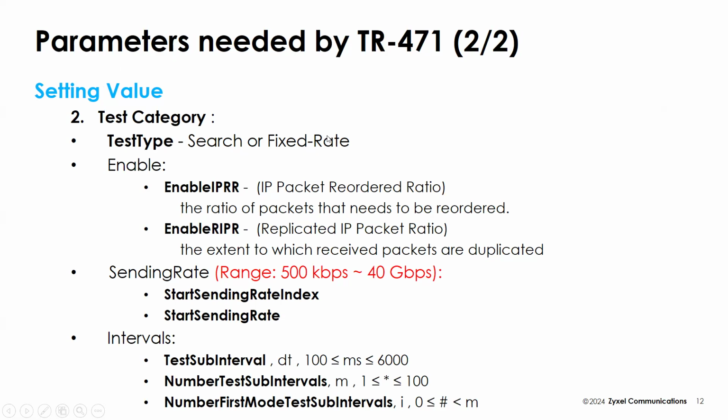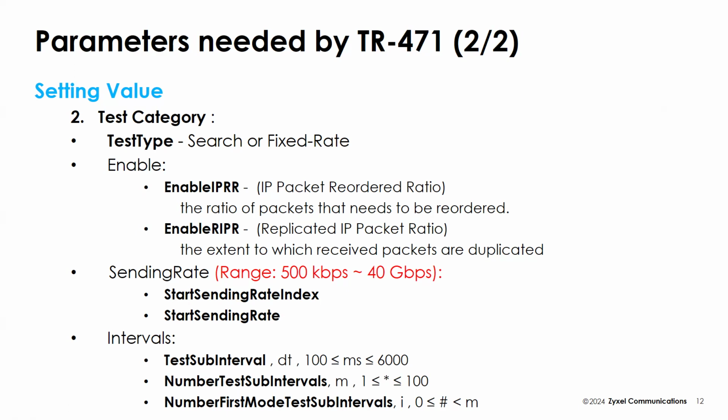Okay, and the second one is that we can use a parameter to enable a specific function, like enable IPRR or enable RIPR on our devices. IPRR is an abbreviation of the IP packet reorder ratio. With the help of this parameter, we can get the ratio of packets that need to be reordered when the receiver receives them. And we can also use another parameter to enable the RIPR on our devices so that it can represent the extent to which received packets are duplicated.